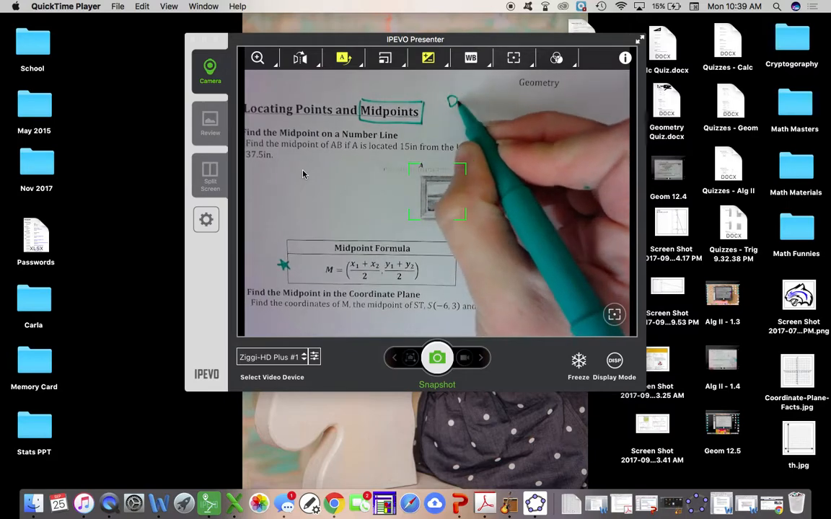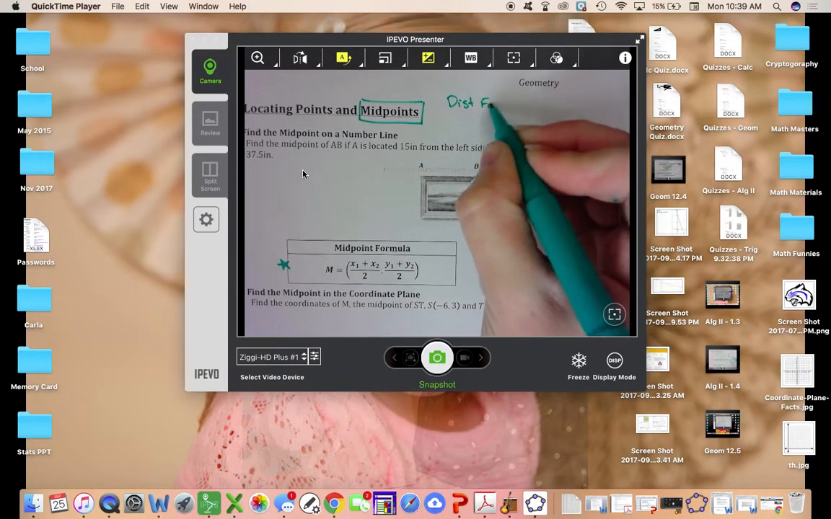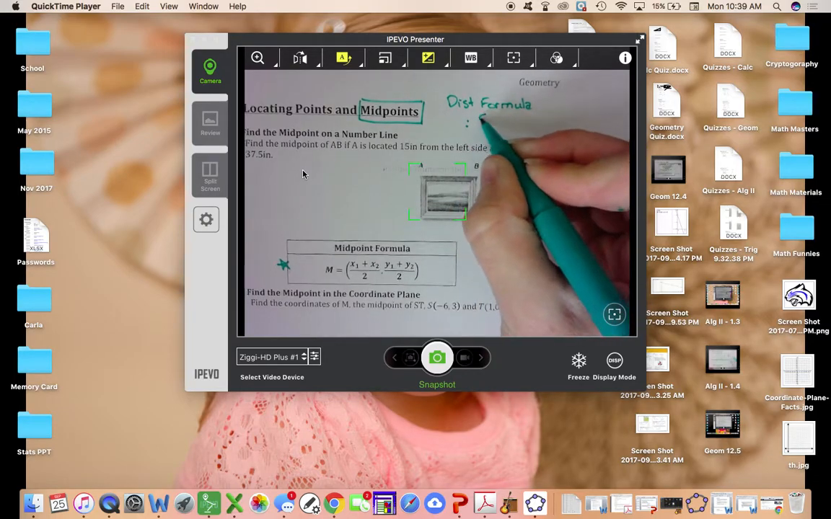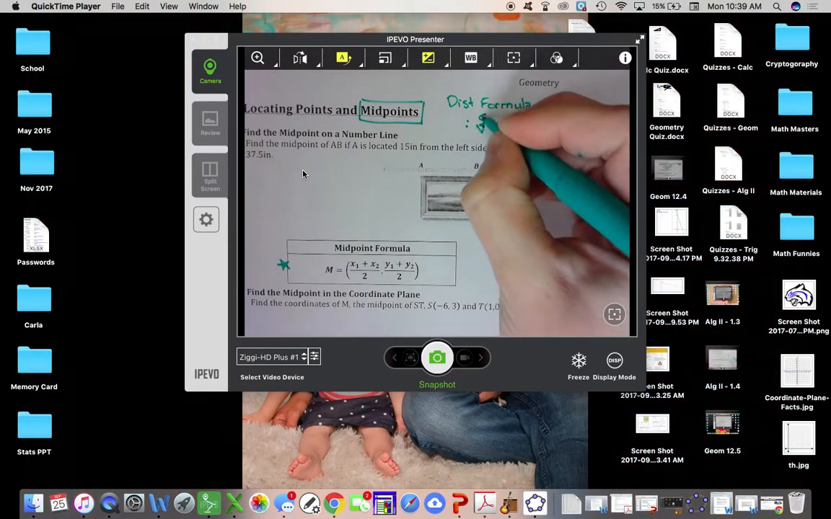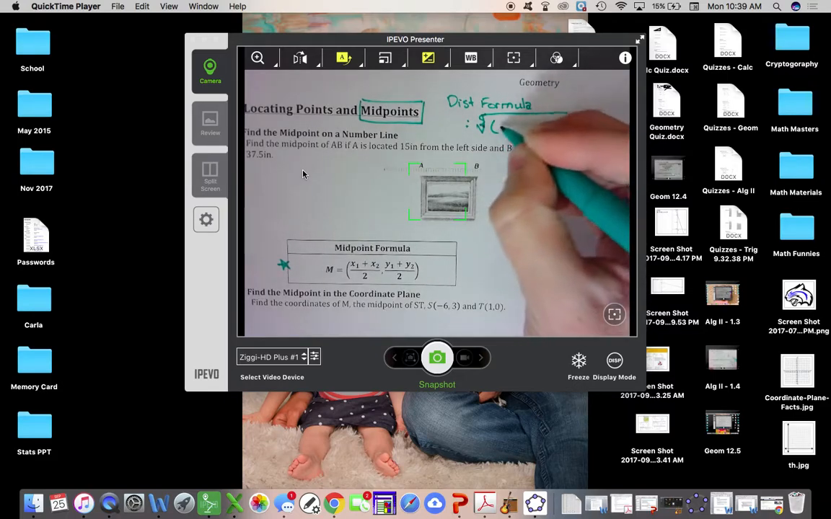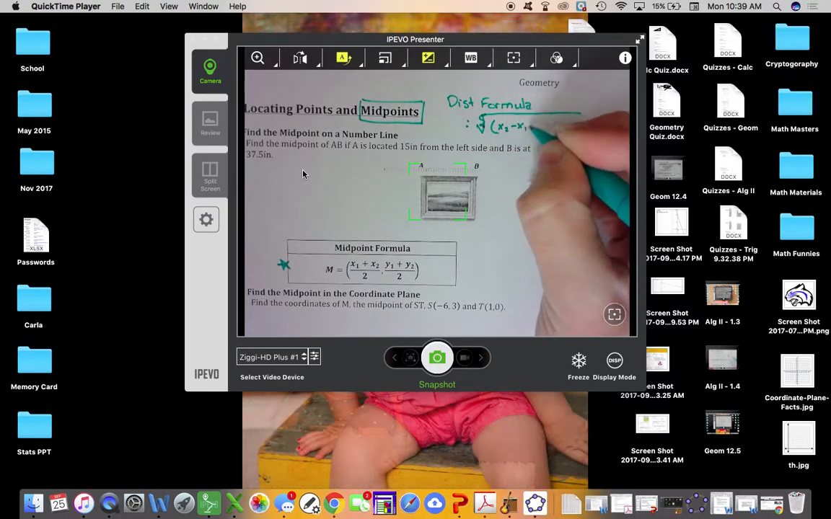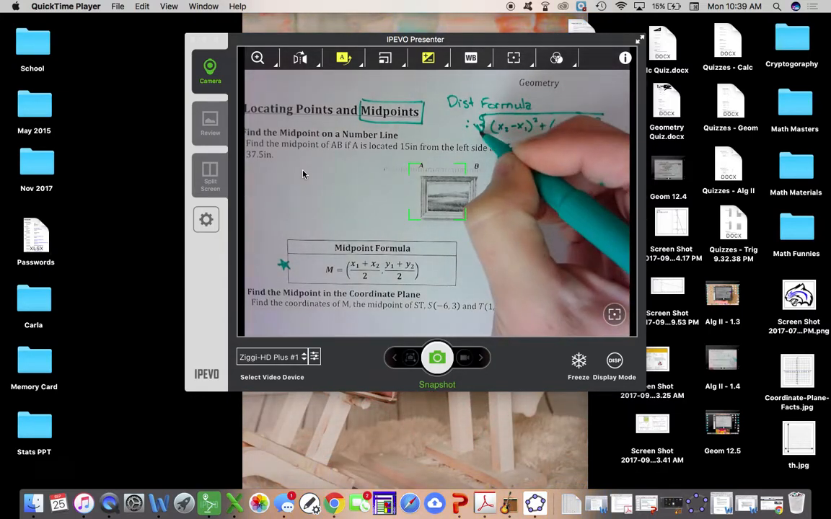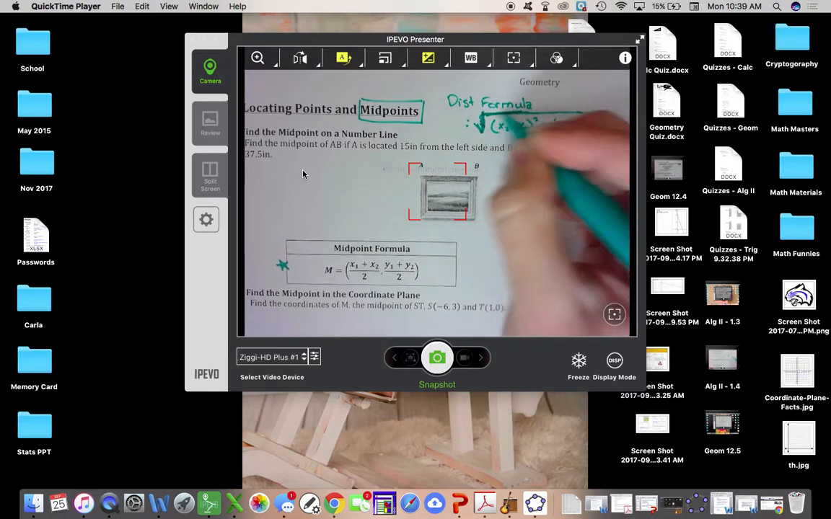Yesterday, the distance formula looked something like this. You should be working on memorizing it. Square root of x2 minus x1 squared plus y2 minus y1 squared. Okay, that was the distance formula. You need to make sure that you have that memorized.